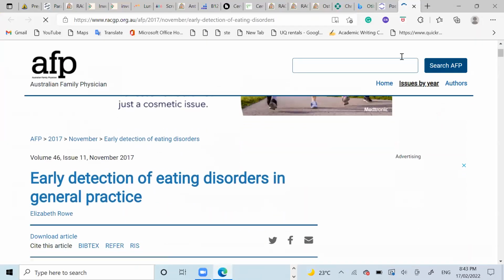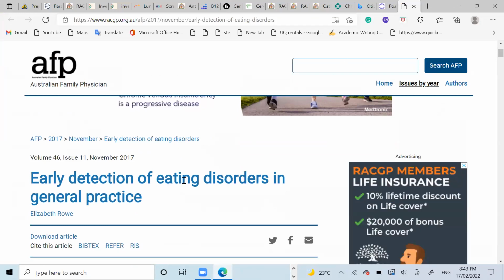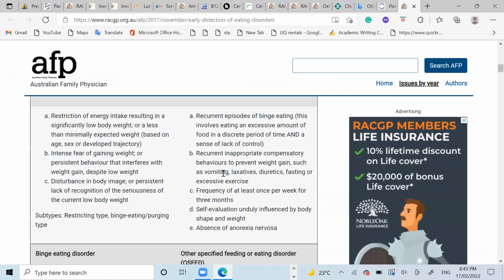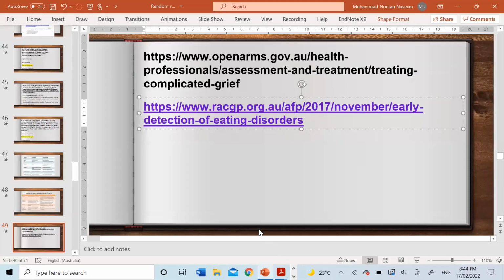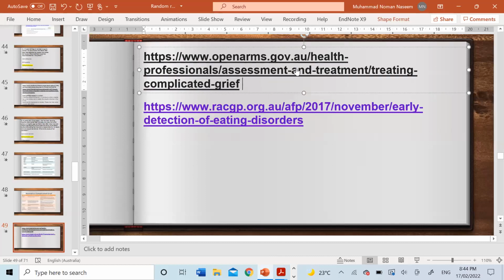Bereavement and early detection. Oh, sorry. This is the RACGP guideline regarding anorexia nervosa and bulimia nervosa, which are the eating disorders. And they have given a very detailed and very well written guideline over here. Just give it a read and you'll be more than equipped for your exam in this topic.